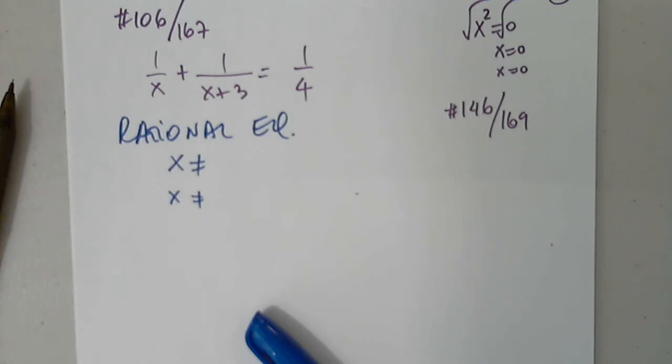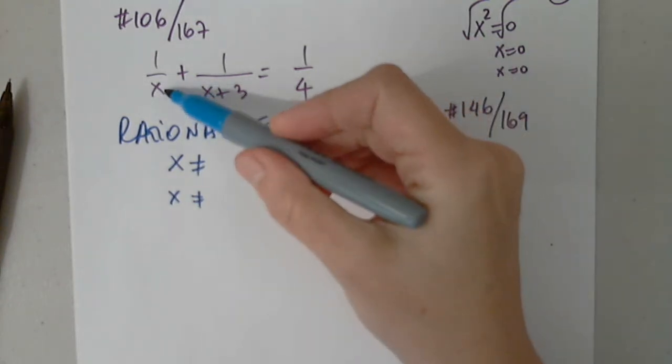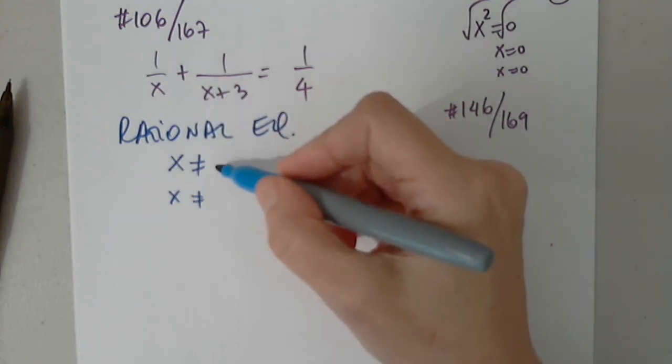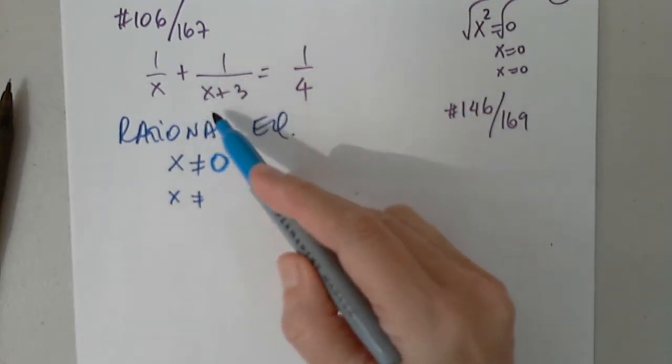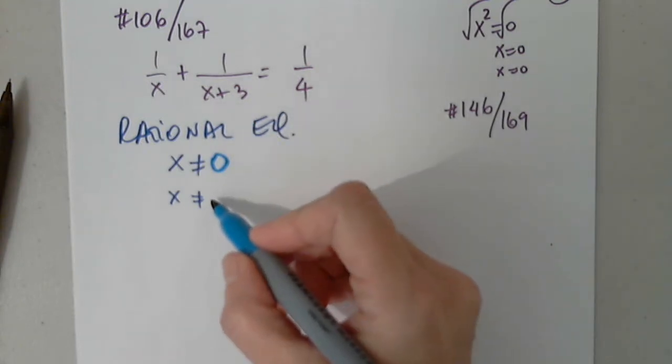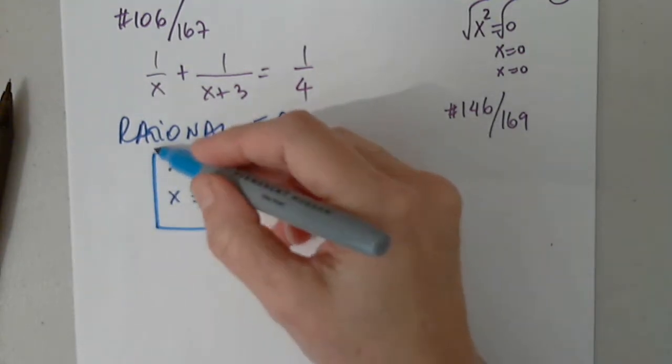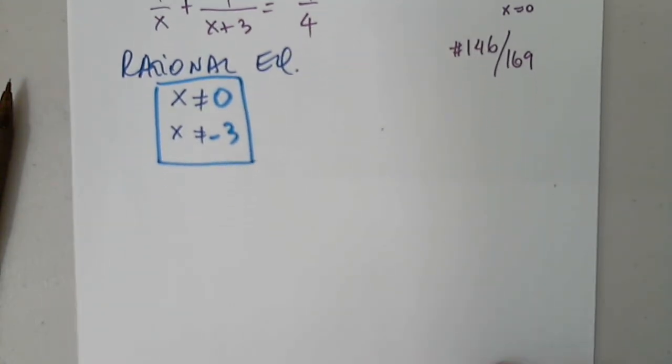So rational equation, we have to state two restrictions for the variable. Can anyone tell us which restrictions? Which restrictions we have to write? That x does not equal 0. Excellent. And from here, x does not equal -3. Excellent. Very good. Awesome. Great job. Thank you very much.